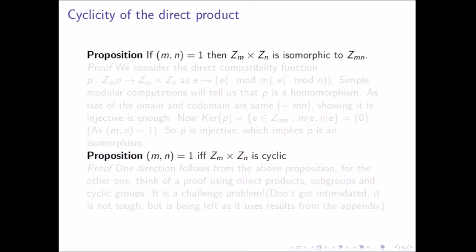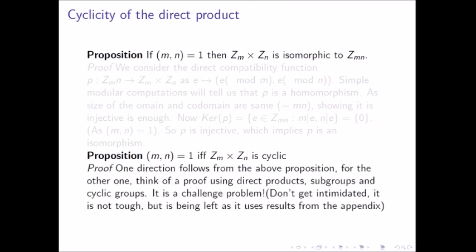Now a proposition: (m, n) is equal to 1 if and only if Zm cross Zn is cyclic. The first part is pretty simple to see, that Zm cross Zn is cyclic if (m, n) is equal to 1. That's what we just proved. What about the converse? That's a challenge problem for you.